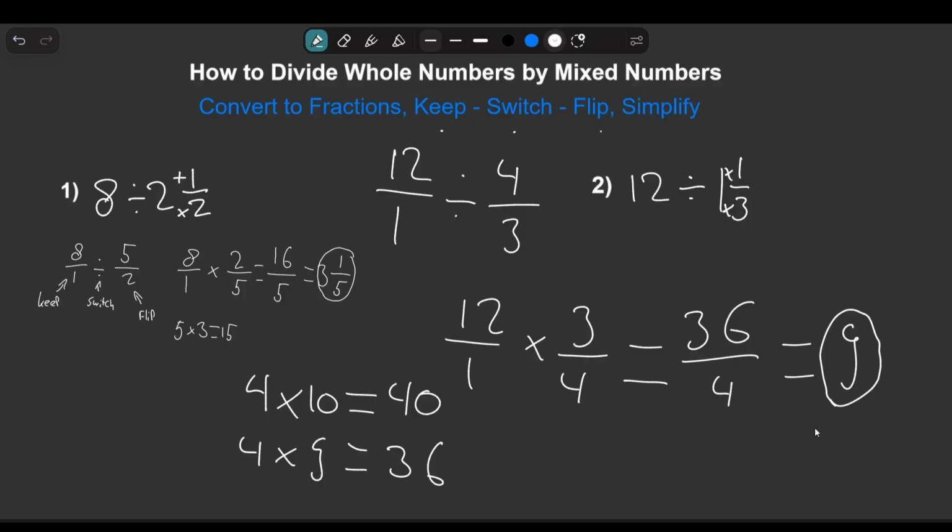This was basically the video, guys, on how to divide whole numbers by mixed numbers by converting to fractions, keep, switch, flipping the fractions, and then simplifying it.